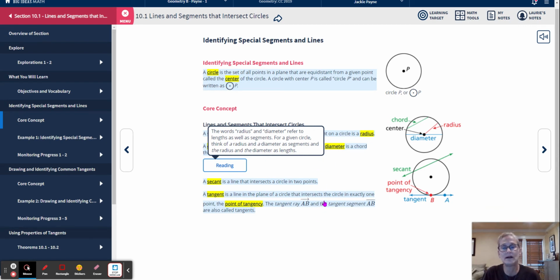We also have what's called a secant, S-E-C-A-N-T, and a secant is a line that intersects a circle in 2 points, as you can see the green one here. A tangent is a line in the plane of a circle that intersects the circle in exactly 1 point. That's called the point of tangency. Here it's B. You can see it's red. The tangent ray AB and the tangent segment AB are also called tangents. So recall, the most important thing about a tangent is that it touches the circle in exactly 1 point.